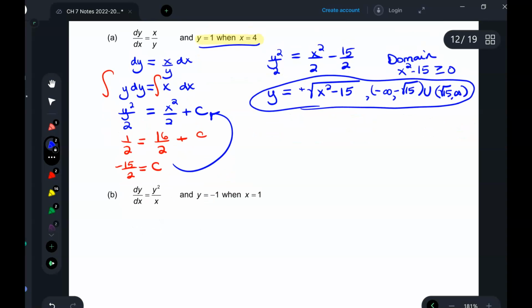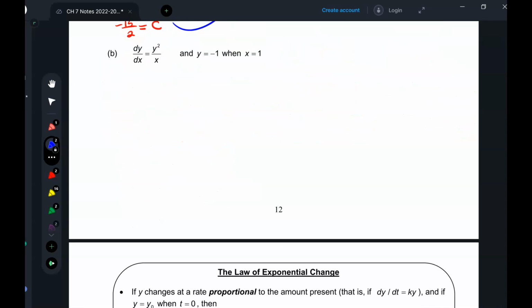Okay. Again, if you want to pause it and try the next one on your own and then see if you get the same answer. Or we can just follow along. Here I'm going to do the same thing at the same time.